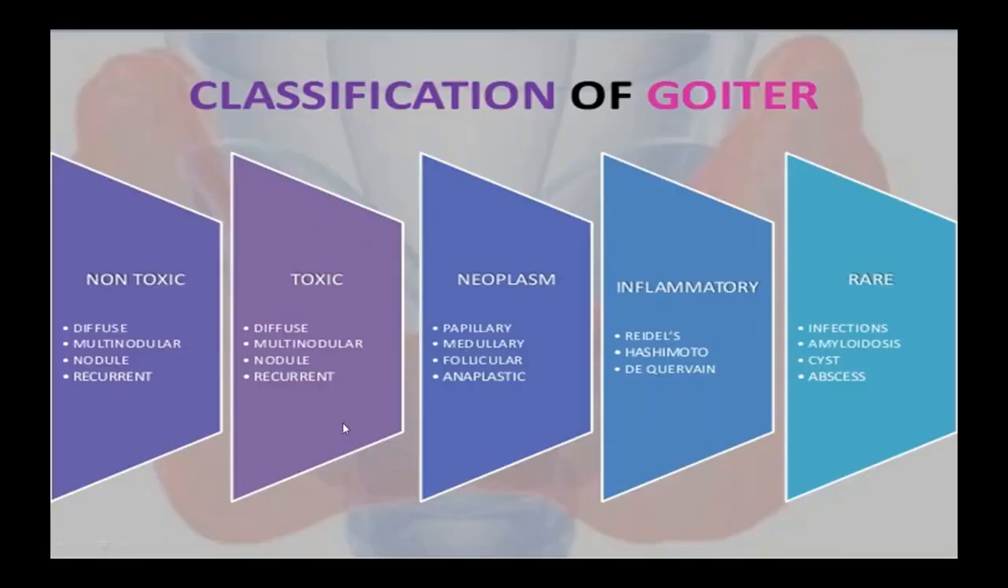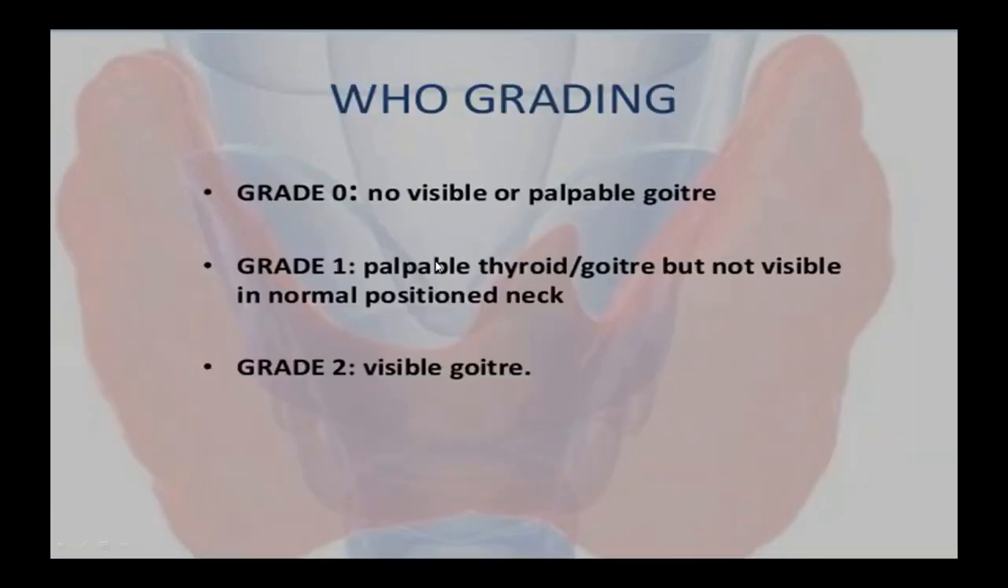Okay, this is also another chart to show you. Non-toxic goiter, diffuse, multinodular or nodule, recurrent. Toxic also can be divided in the same way. Neoplasm could be papillary, medullary, follicular, anaplastic. Inflammatory goiter is Riedel's, Hashimoto's, De Quervain's, and there are other rare causes. WHO grading of goiter is grade 0, no visible or palpable goiter. Grade 1, there is palpable thyroid goiter but not visible, and grade 2 is visible.